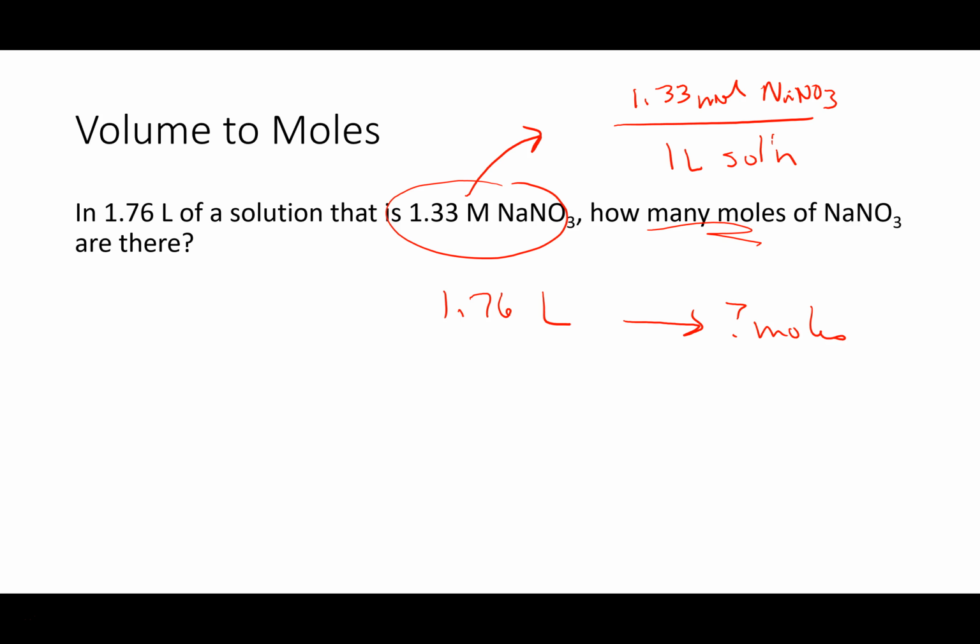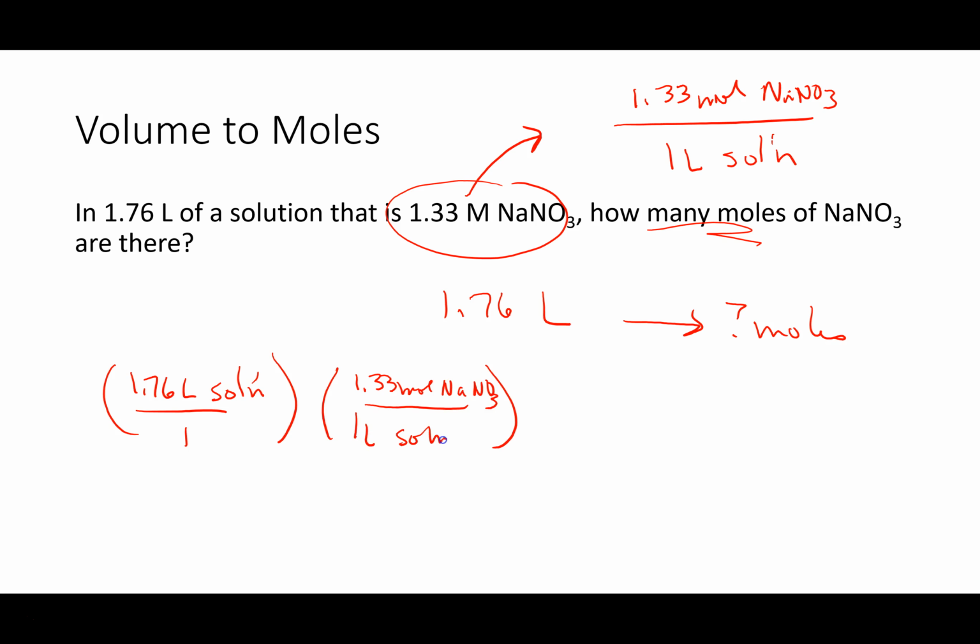All right, so what's my first term going to be? Yep, 1.76 liters SOLN, liters of solution. Cool. So how can we use molarity to get liters to cancel? Use it just like that, 1.33 moles of the NaNO3 over 1 liter solution. Perfect. Liters of solution cancel. And by my account, we're done.